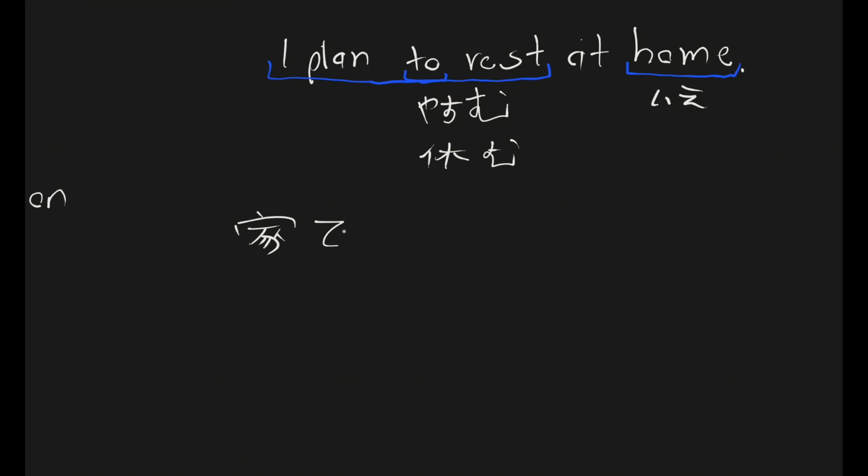So ie de, then you might be asking, why isn't it ie ni? Well, use de when an action or an event is happening at a place. So it's not like I'm returning home. This de particle is saying that the resting is happening at home. Watashi no ie. It's happening at my house. So I plan to rest at my house. So use the de particle when you're trying to describe the place where that action is occurring.